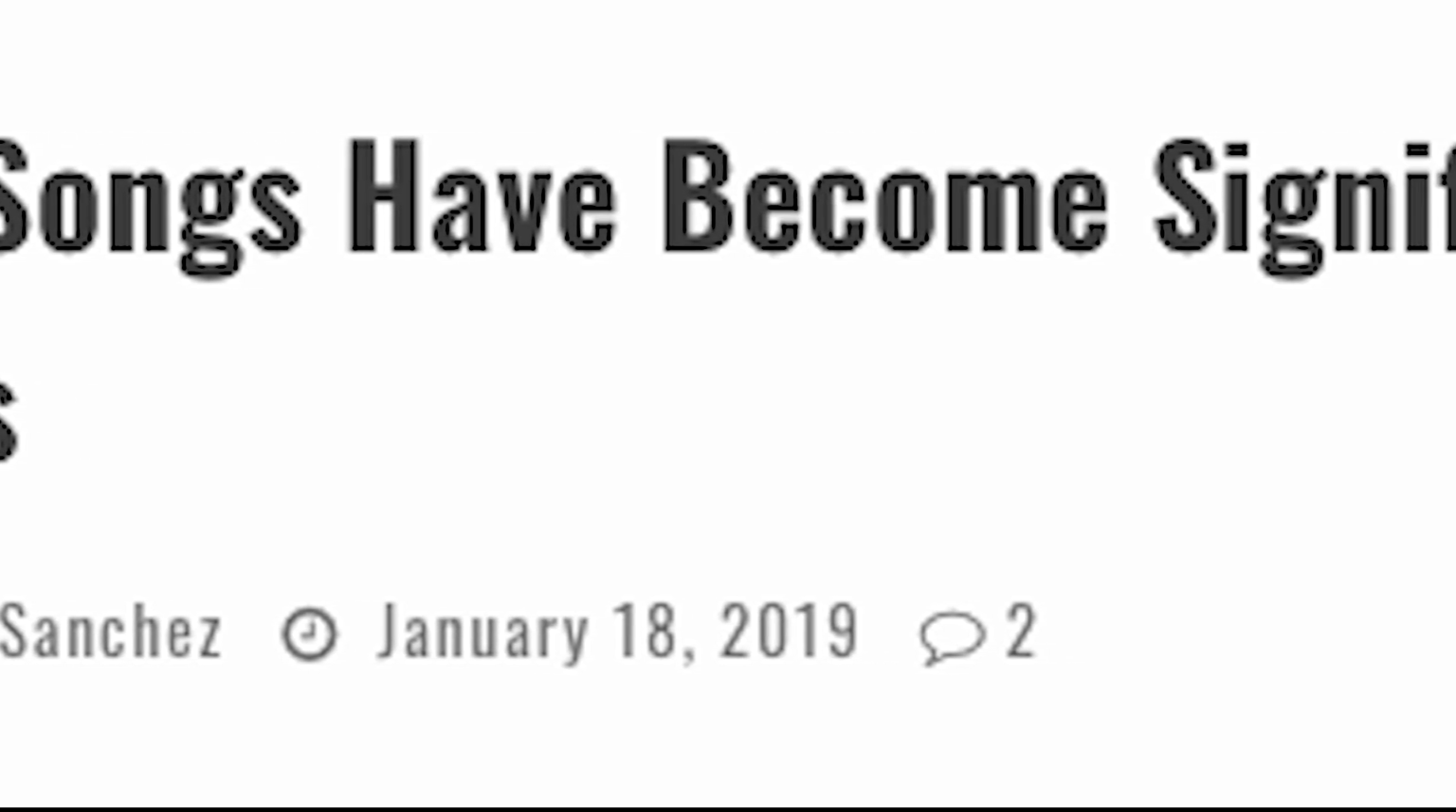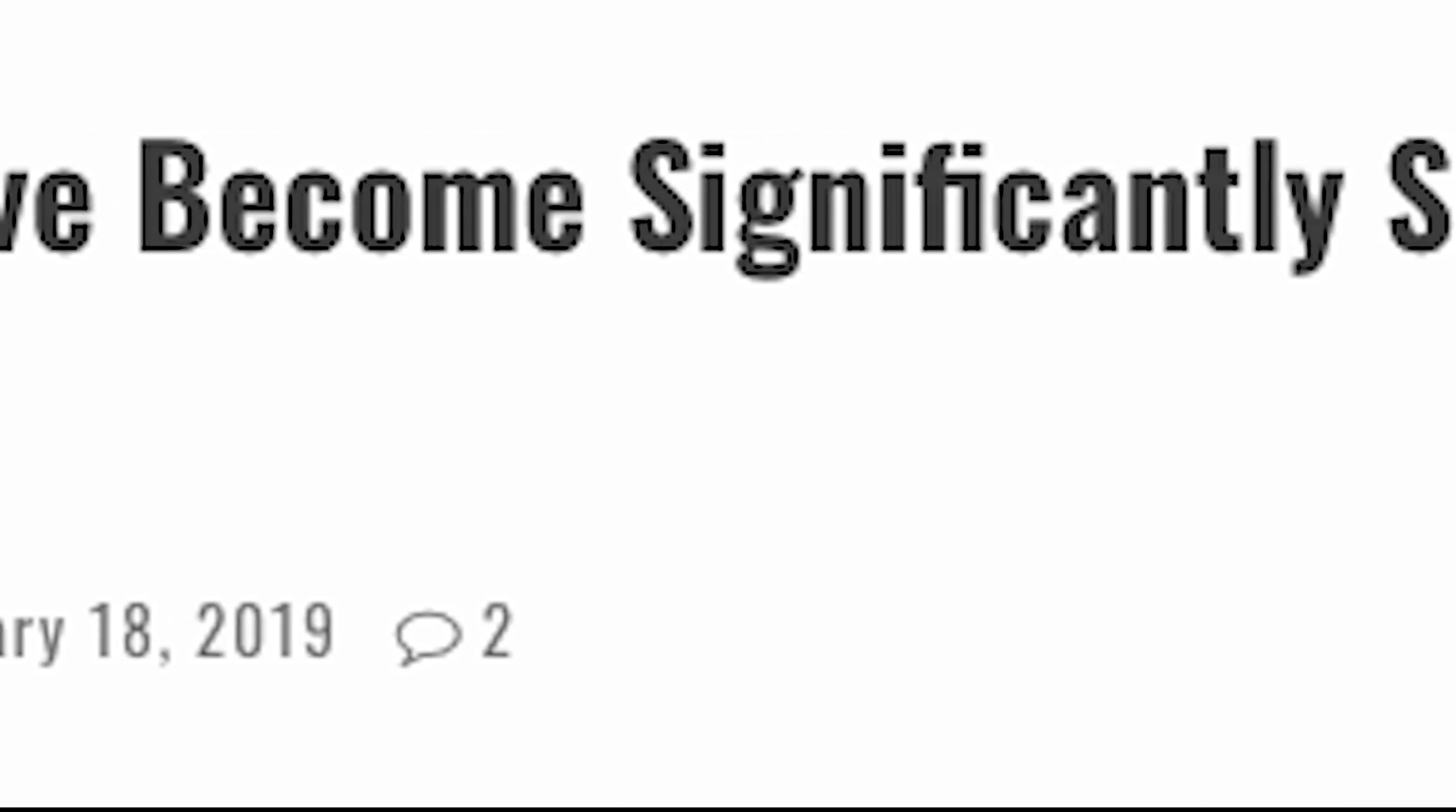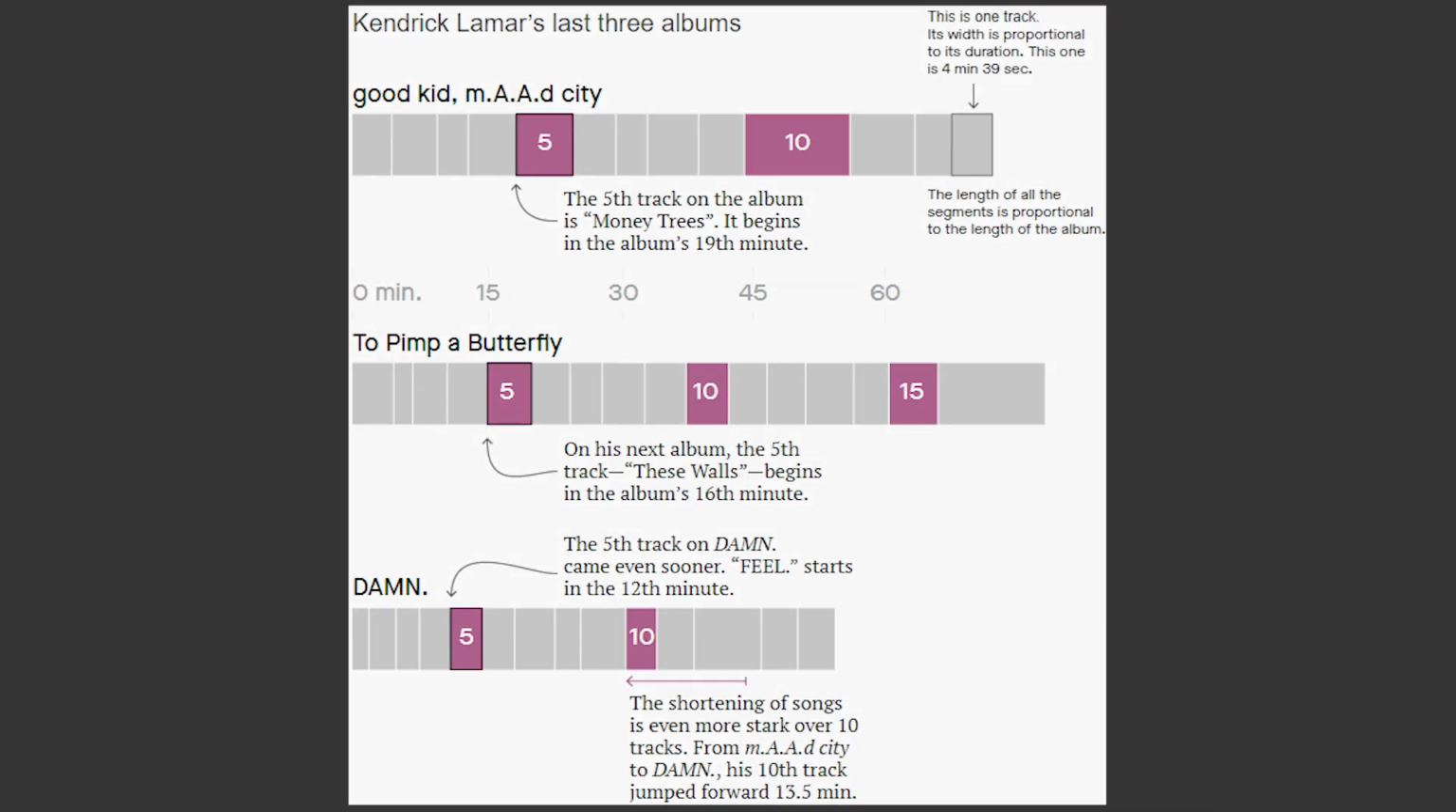Digital Music News does a great analysis of how much quicker song structure has become, even for lyrically respected artists such as Kendrick Lamar. Breaking down Kendrick Lamar's albums and songs, we found in Good Kid, M.A.A.D City, the 5th track, Money Trees, starts in the 19th minute. Only a single track in the album lasted 4 minutes and 39 seconds. In To Pimp a Butterfly, the 5th track, These Walls, starts in the album's 16th minute. And in DAMN., the 5th track, Feel, starts much sooner than both earlier albums at the 12th minute.